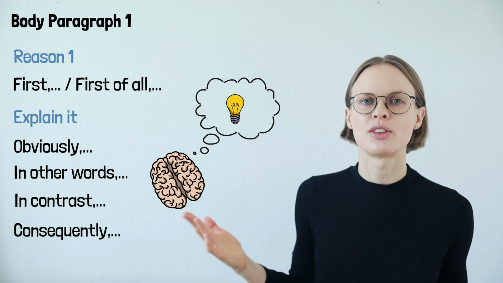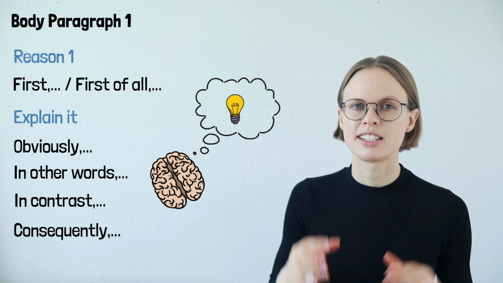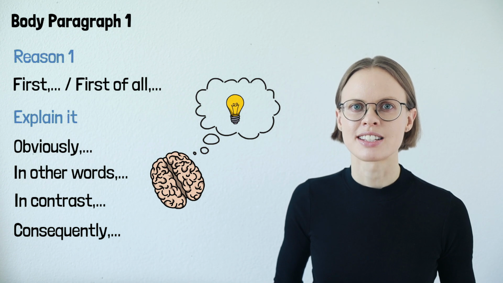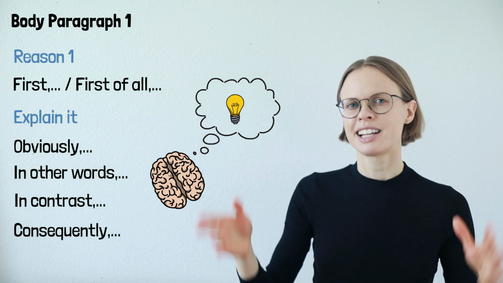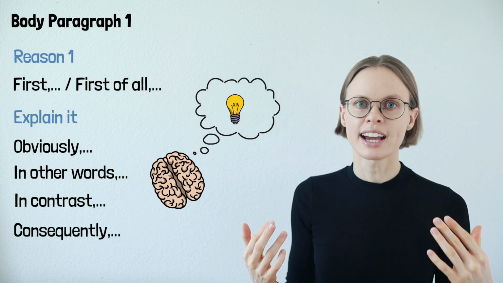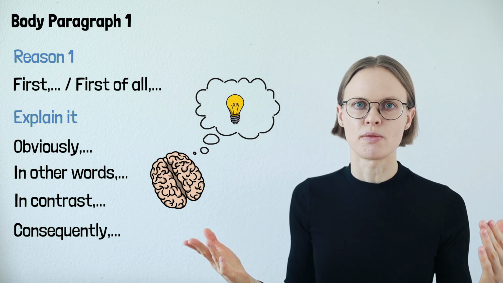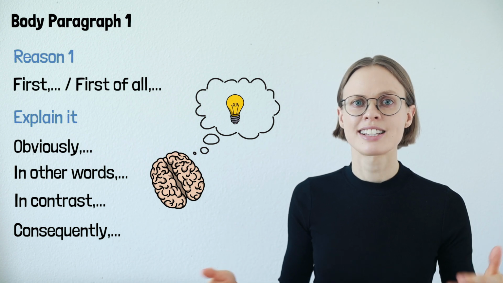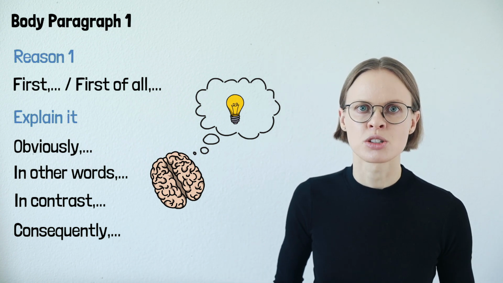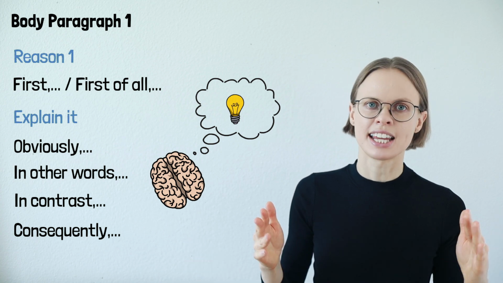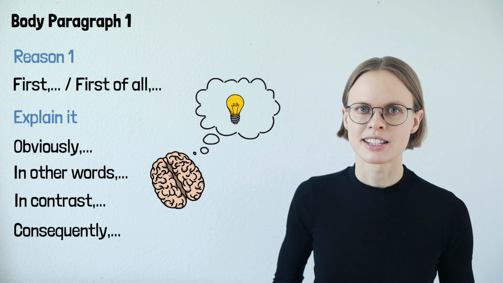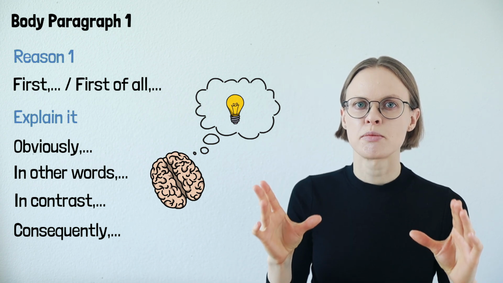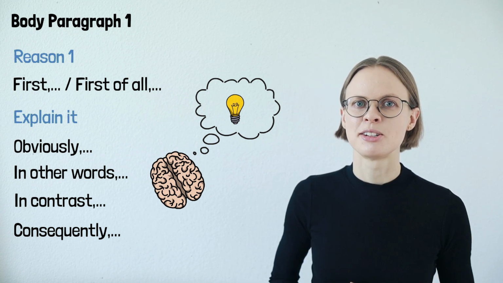As you can see, these transitions belong to different categories. In the first sentence, I stated my reason, and then I knew, okay, now let's talk about something that is connected with my reason and that is obvious. And then let's describe this in other words. And then let's add another sentence and let's talk about the contrast. And in the end, I talk about the consequence. So this gave me a structure to explain my reason better to the reader.